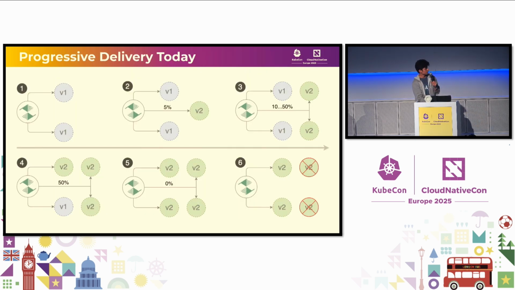And there is one more thing which I would like to talk about, and it's sort of a problem. But before we dive into the problem, I wanted to explain how we do progressive delivery today. So if you think about it, it's pretty simple, right? You have a primary workload and a canary workload. In this diagram, the blue one is the primary one and the green one is the canary.